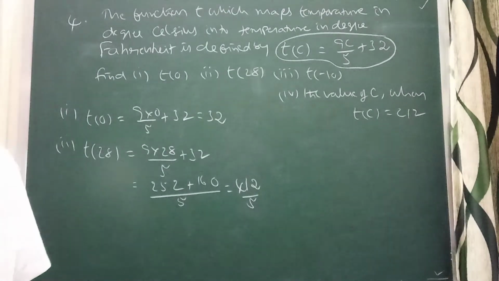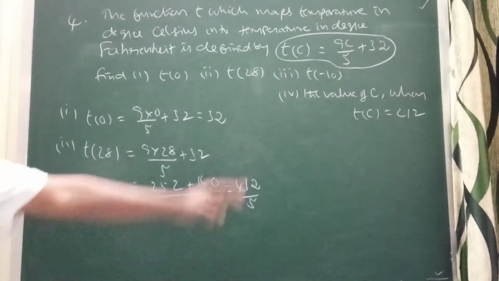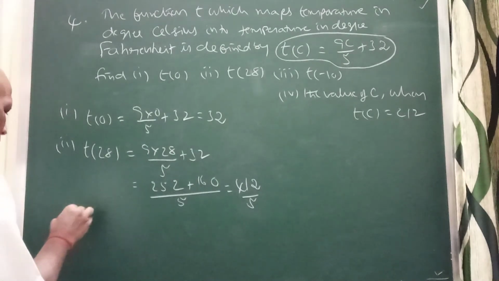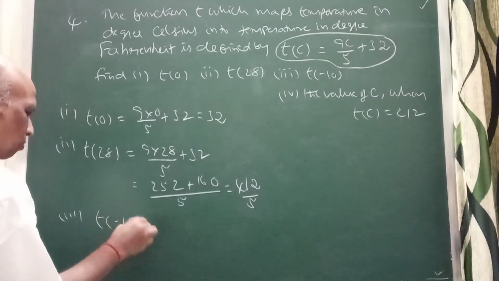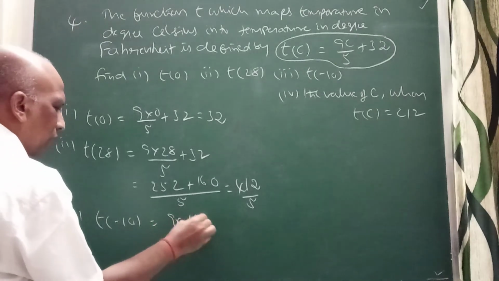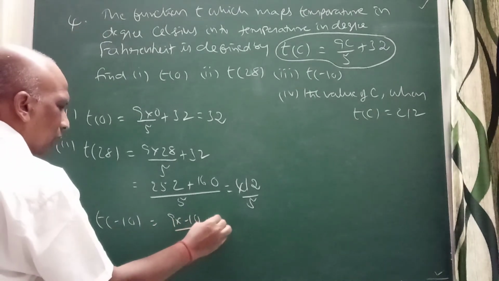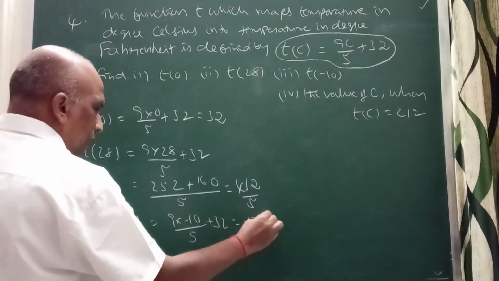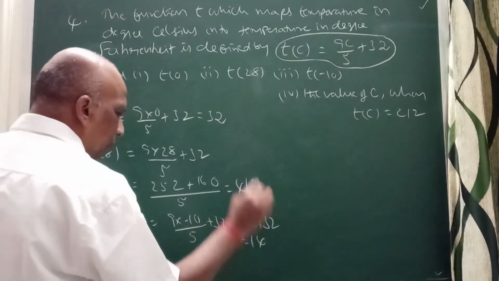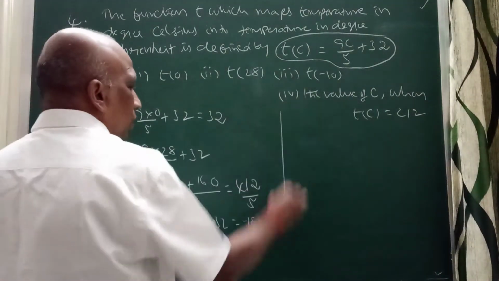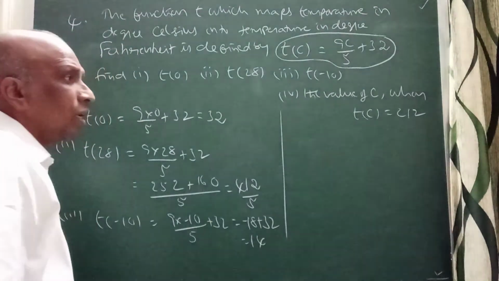Do it now, T of minus 10. Same way we do that. So third one, T of minus 10. We do minus 10. So 9 into minus 10 by 5 plus 32. It comes minus 18 plus 32. It will be 14, right? It will be 14.